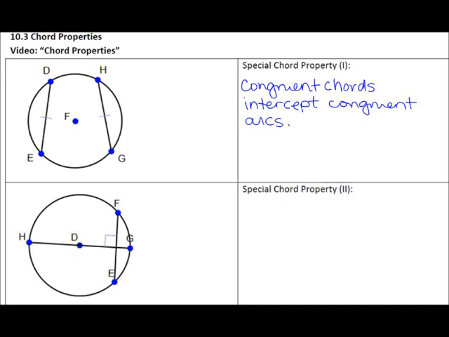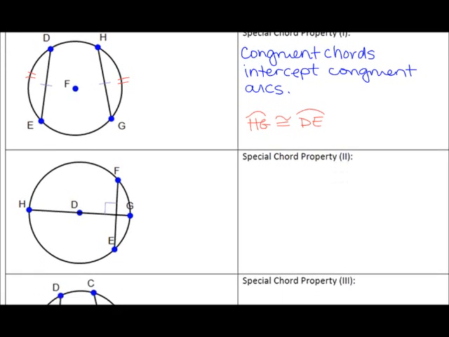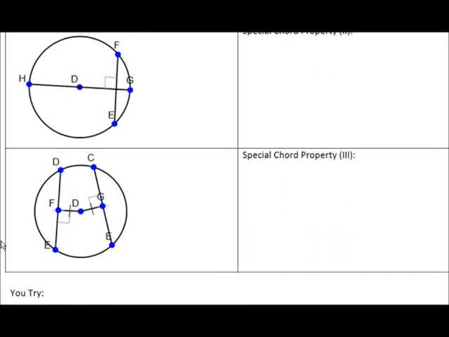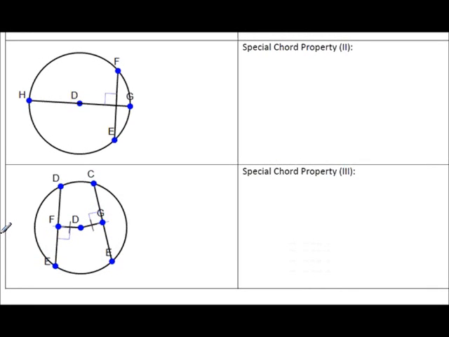Okay, and the other thing that we said about congruent chords, so we can go ahead and label that in our picture. Let's pick another color, get some pink. So that arc will be congruent to that arc. Arc HG is congruent to arc DE. So HG congruent to DE. The other thing that we said about congruent chords is that their distance from the center is going to be equal. So let's go down to our third picture. We'll go ahead and fill out this one next.